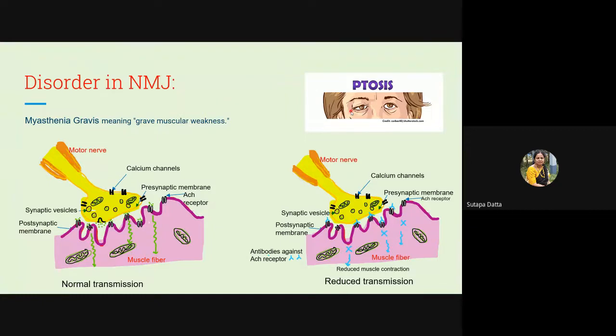So this is all about, in short, what I have discussed: the types of neurons, the concept of the neuron, how signal transmission occurs at the synapse, how synaptic transmission occurs, what the structure of the neuromuscular junction is, and what happens in case of myasthenia gravis.